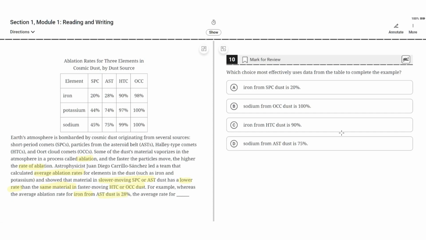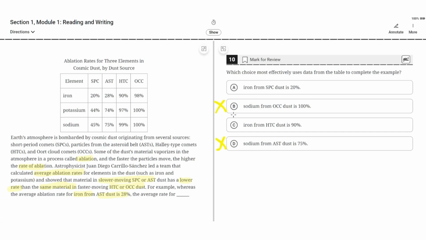So, right off the bat, we can eliminate B and D, because it says here that comparing material in SPC or AST dust has a lower rate than the same material in HTC or OCC dust. So the example uses iron here, so the comparison must also be iron. So sodium cannot be compared to.